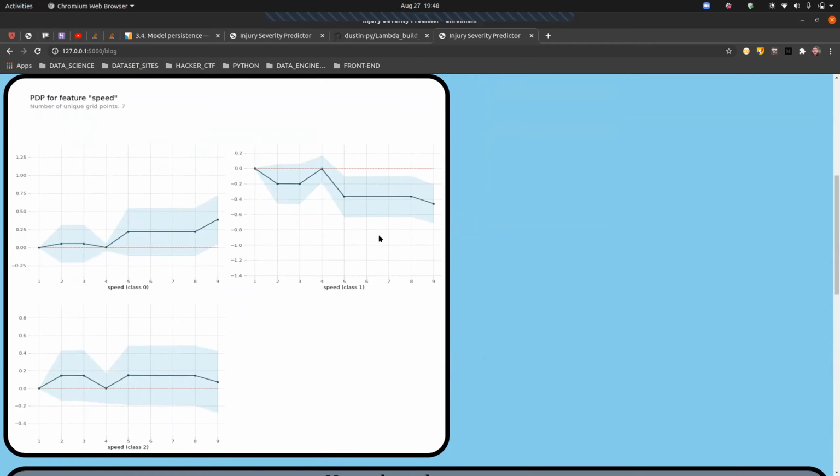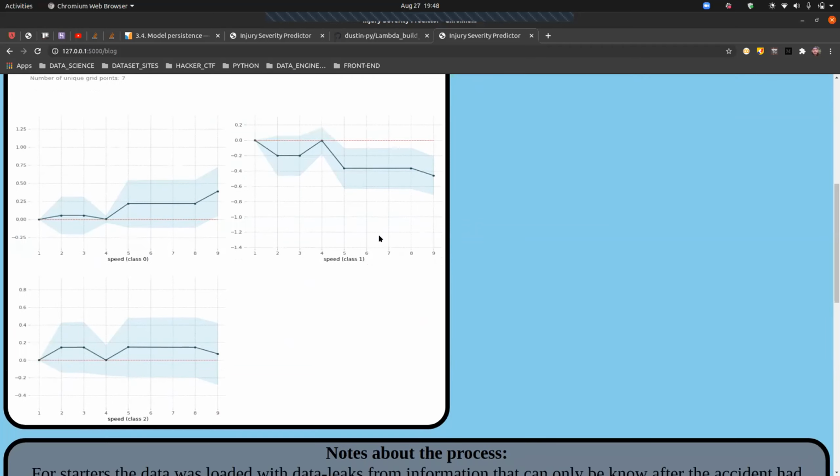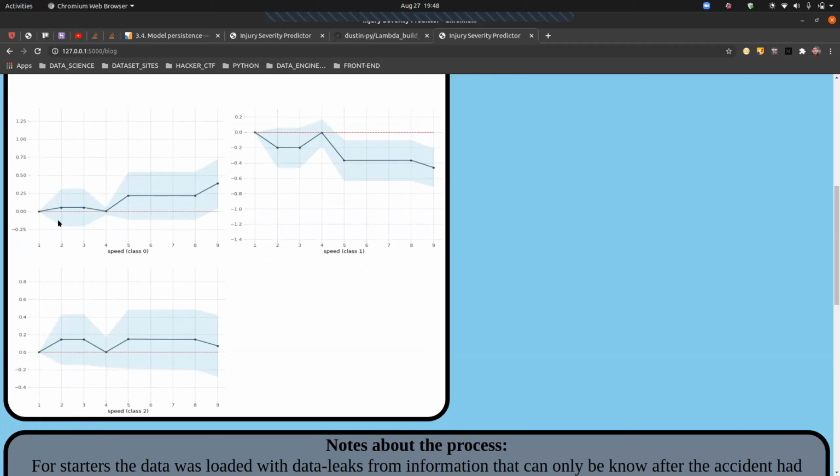And here I did a partial dependency plot for the feature that had the most impact in isolation, which was speed. And this shows what it was on low. This shows what it was on medium. And this shows the impact on high.